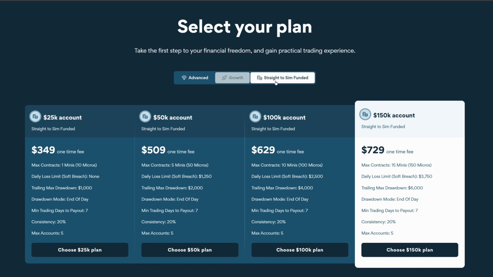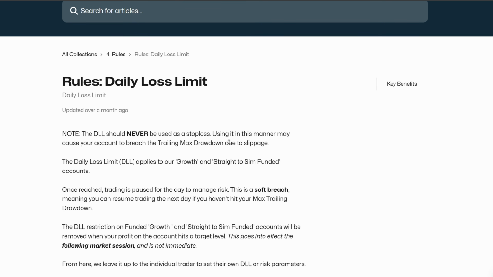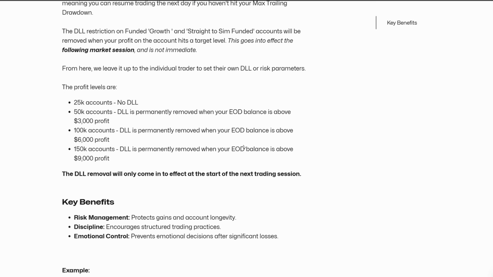Now, if we look at the straight to SIM funded accounts, like the growth plan, it also has what's called the end of the day drawdown, which in my personal opinion, I do believe is a better drawdown type. Then it also has a daily loss limit. However, once you already make the profit objective of $3,000, because in the straight SIM funded account, we can get paid out once you've made $3,000, then this daily loss limit actually goes away. And I think it may also go away in the growth plan as well.